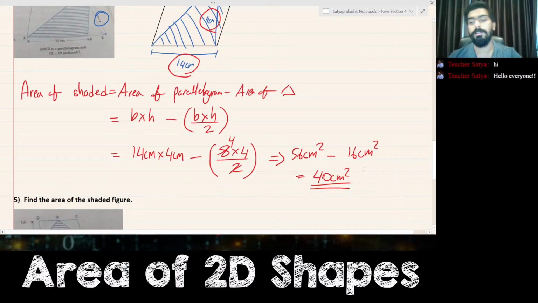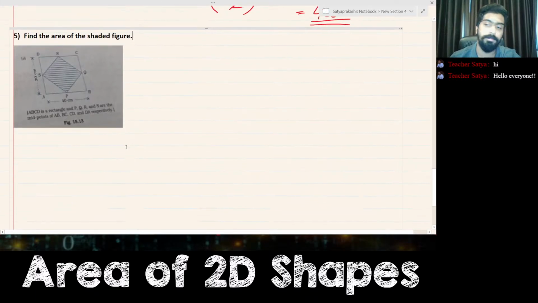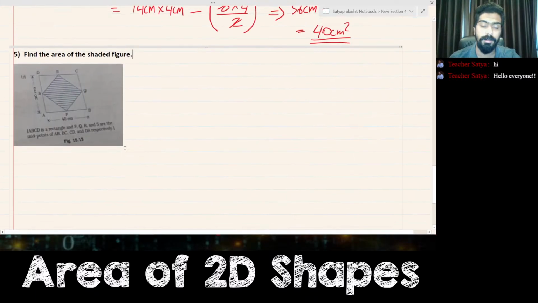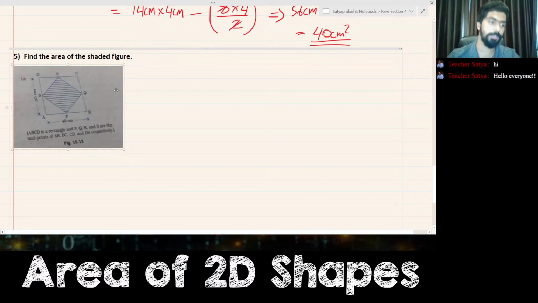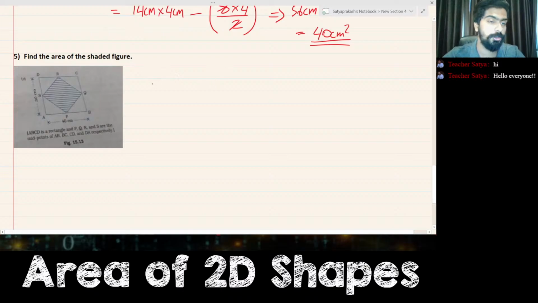All right, let us see what we have here. So this would be the final question for the area of triangles. All right, the area of triangles.